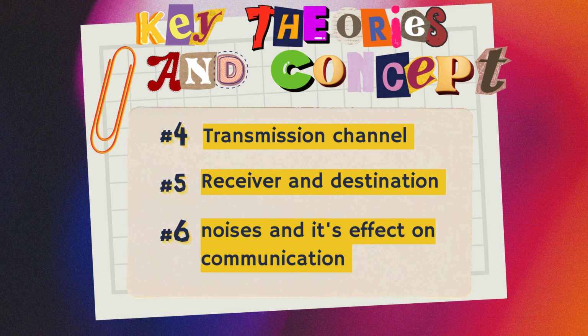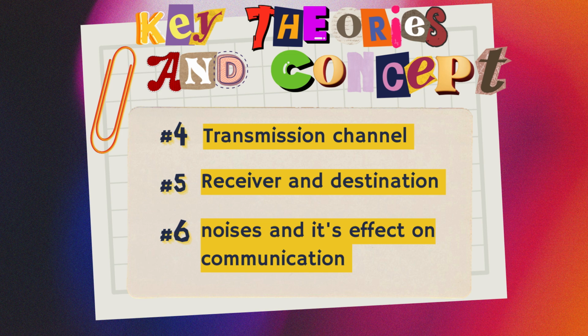When the signal reaches the receiver, it can be converted back to something usable. Number 5, receiver and destination. The receiver captures the signal and converts it back into usable information. The destination is the final point where the information is delivered, like a person or a device.